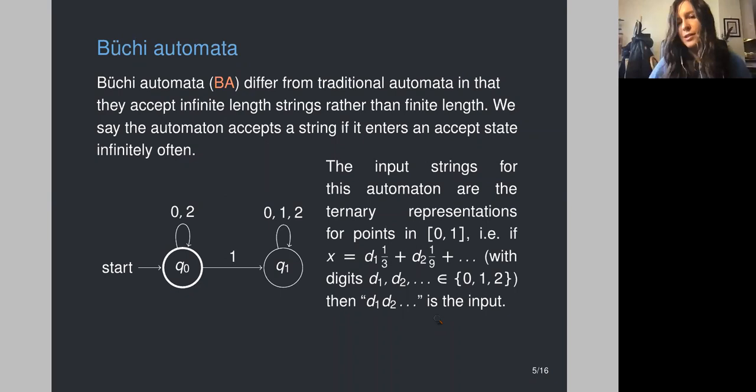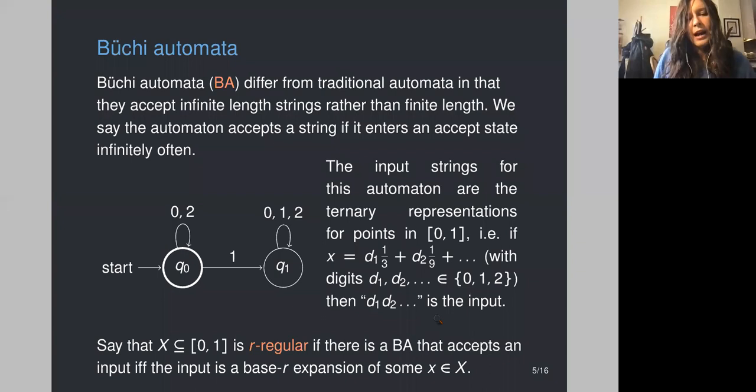on elements of the 0-1 interval within the reals. So we think of the input strings for this automaton as the ternary representations for points in the real 0-1 interval. So if x can be written as d1 times a third plus d2 times a ninth, and so on, with digits d1, d2, et cetera, in the alphabet 0, 1, 2, then we associate x with the input d1, d2, and so on, that we can feed into this automaton, right?